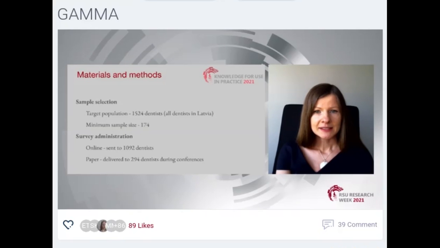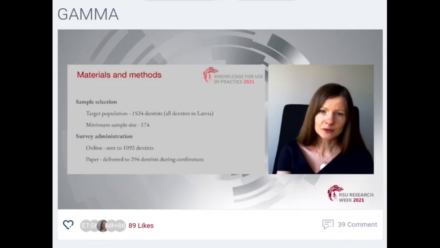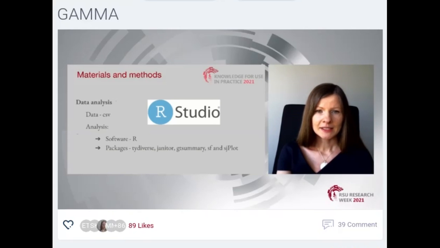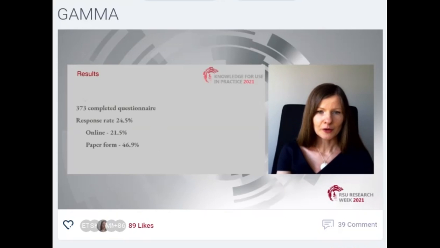We selected a sample from all Latvian dentists and calculated the sample size to be 174. We sent the survey by email to 1,092 dentists who are registered with the Latvian Dental Association, and we also delivered a paper form of the questionnaire to 294 dentists during several conferences. We analyzed our data with the software R and several packages, and here are our results.